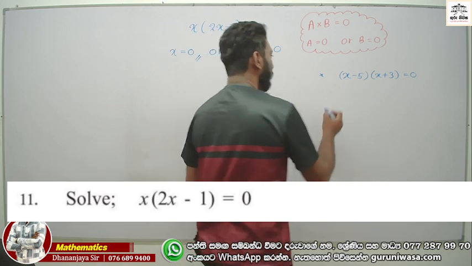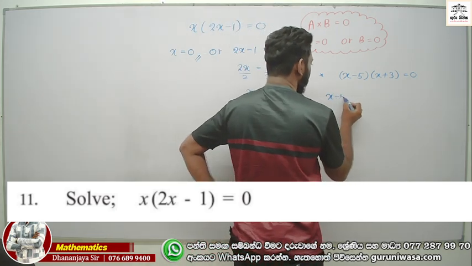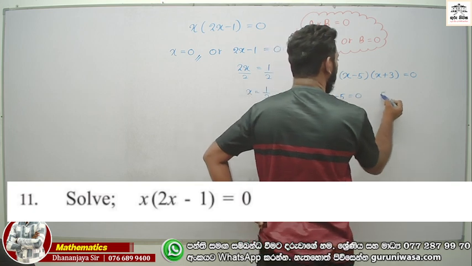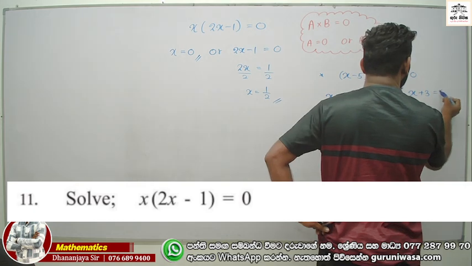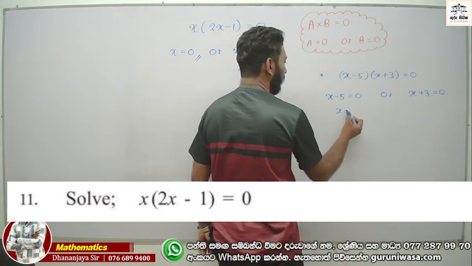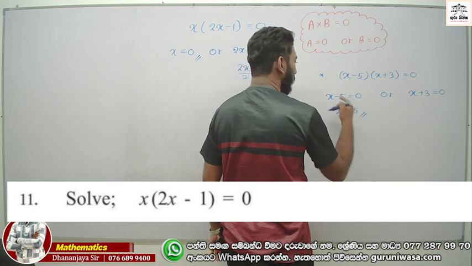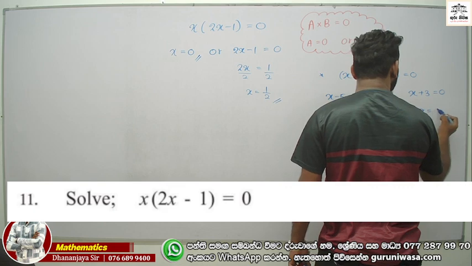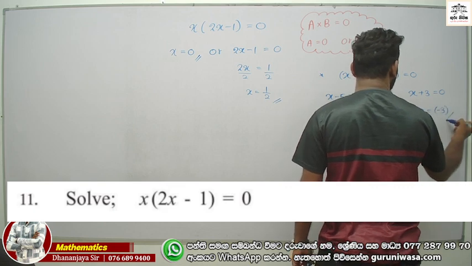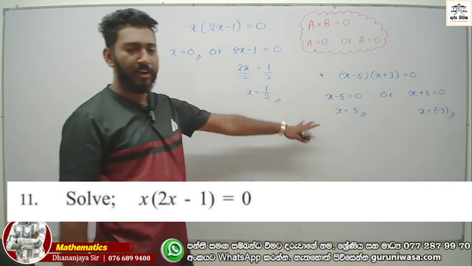Now what is the answer? You can write x minus 5 equals 0 or x plus 3 equals 0. Now you can write x equals plus 5 because minus 5 goes to the other side. So x becomes minus 3. Right? And this is the scenario.